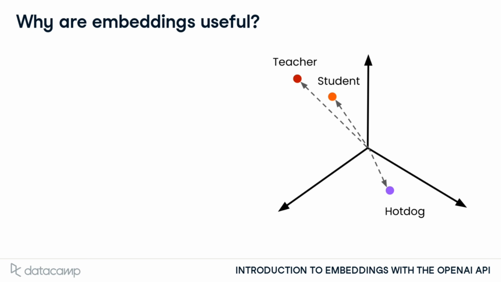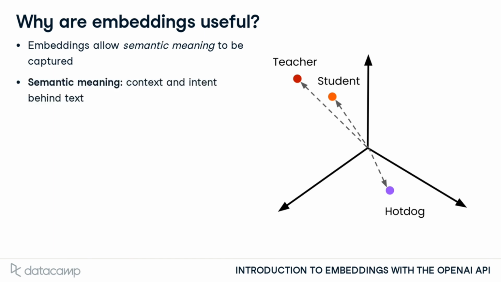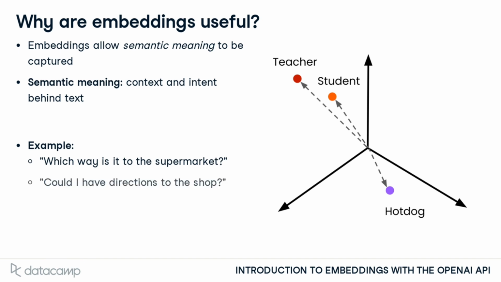This ability to map similar and dissimilar words means that embeddings models can be used to capture the semantic meaning of text. By semantic meaning, we mean that the full context and intent of the word is captured. For example, "Which way is it to the supermarket?" and "Could I have directions to the shop?" are semantically very similar, but only share two words in common. A model using embeddings would recognize the semantic similarity between the two variations and return similar information.